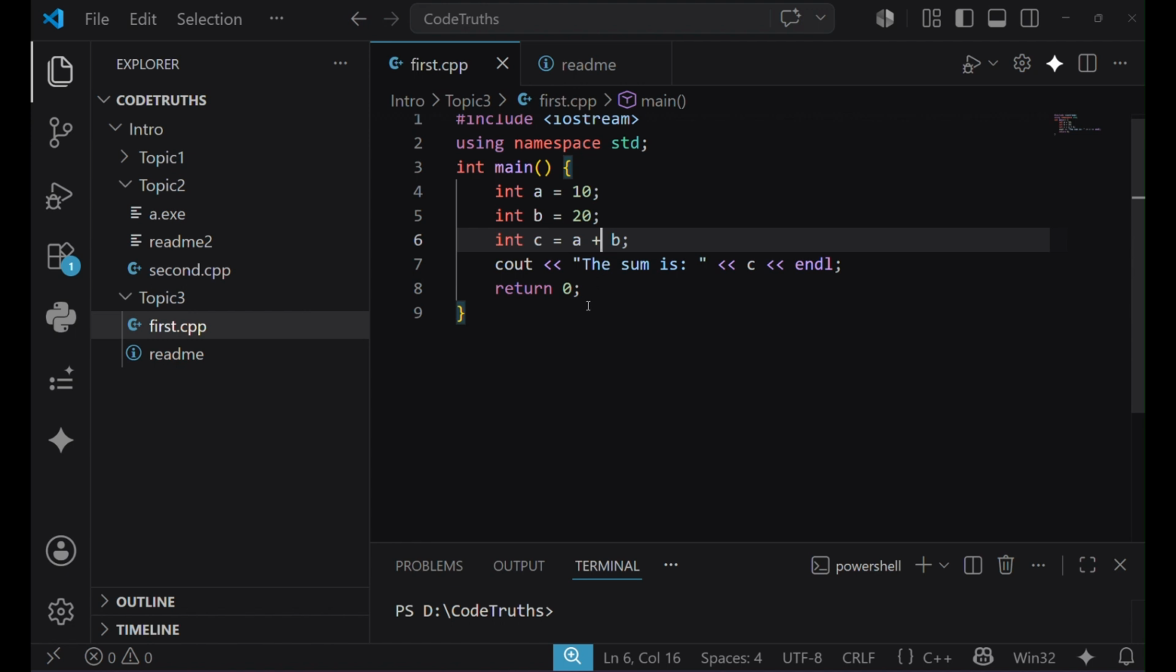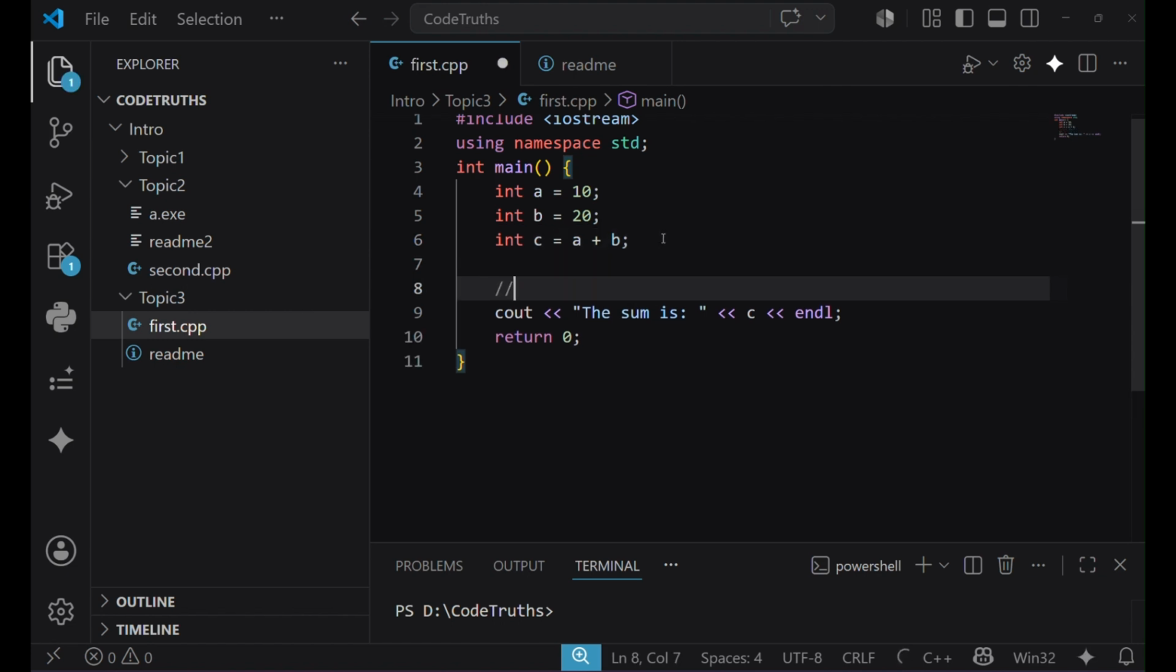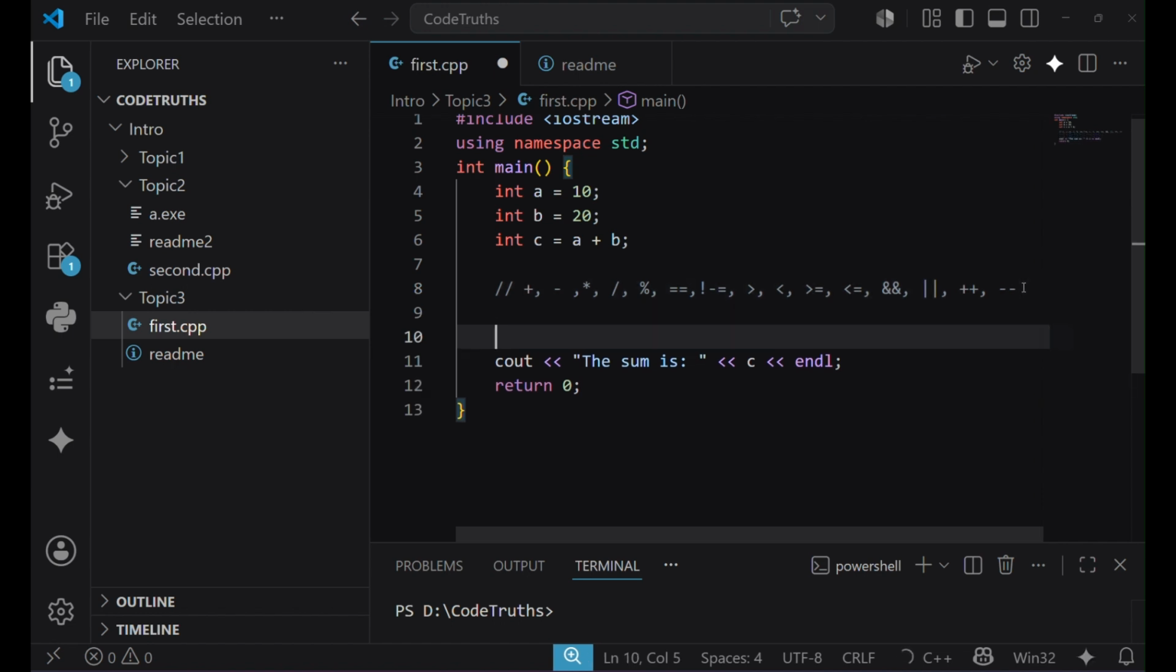There are many operators available in C++. For example, plus, minus, multiply, divide, and modulus. And there are some others, like equal to, does not equal to, logical operators, plus plus, minus minus. I'll explain them one by one. An operator is not just a simple symbol, it tells the computer to perform an action. So think of an operator as an instruction. It tells the CPU what work needs to be done.